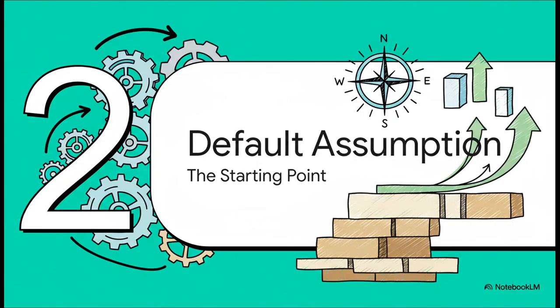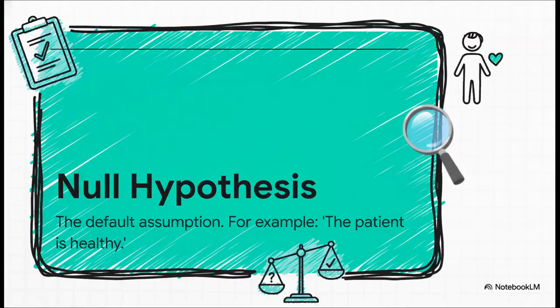Now, before we can really dig into these errors, we have to talk about the starting point of any statistical test. This is kind of the foundation that everything else is built on. So this starting point has a name. It's called the null hypothesis. And it's actually a pretty simple idea. It's just the default assumption. It's the status quo. It's what we believe to be true unless we find overwhelming evidence that it's not. The burden of proof is really high.